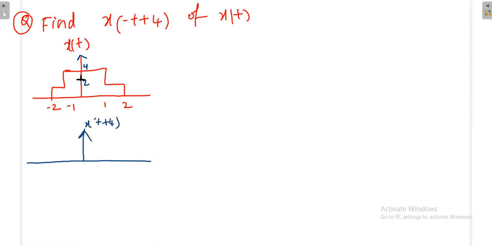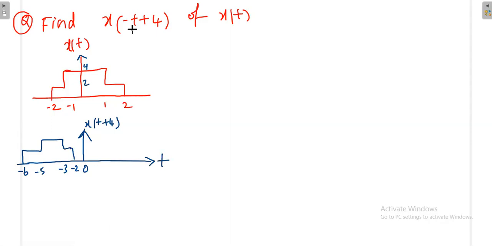That means this diagram has to be shifted by 4 units towards the left side. Now the diagram will start here. It comes like this, and then it is like this. Say this is minus 6, minus 5, and this is minus 3, and this is minus 2. This is 0, t.